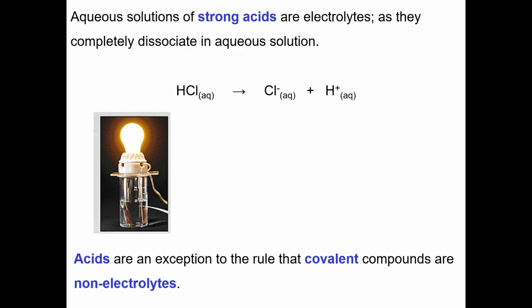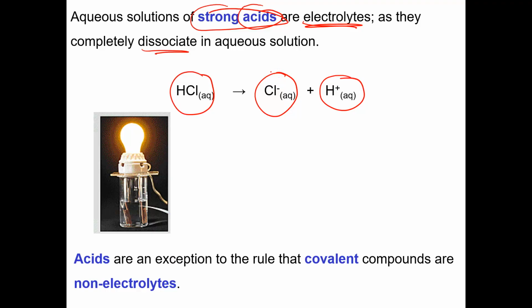However, there is an exception. Acids do function as electrolytes. In particular, aqueous solutions of strong acids are good electrolytes as they completely dissociate into ions in aqueous solution. So a strong acid, like hydrochloric acid, is defined as a substance that when dissolved in water completely dissociates into hydrogen ions and an anion.